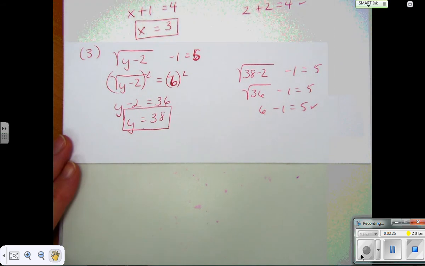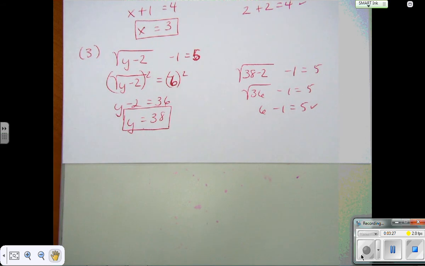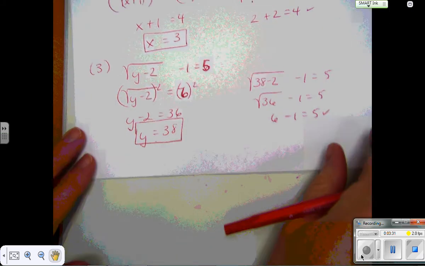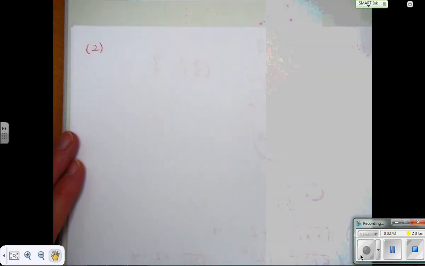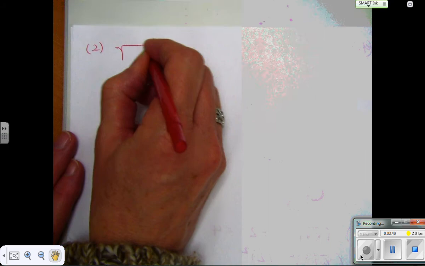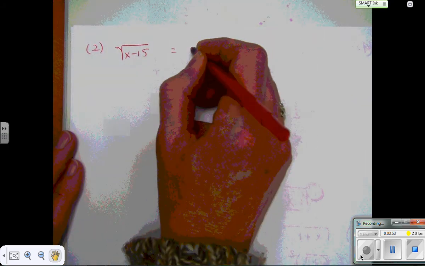Okay, so let's look at number 2. Number 2 is different because it has 2 radicals instead of just 1. So when you have 2 radicals, you want to separate them. You want to put them on opposite sides of the equal sign and then square both sides. If you try to get them on the same side, it really makes a big mess when you try to square both sides. So number 2 already has them separated.